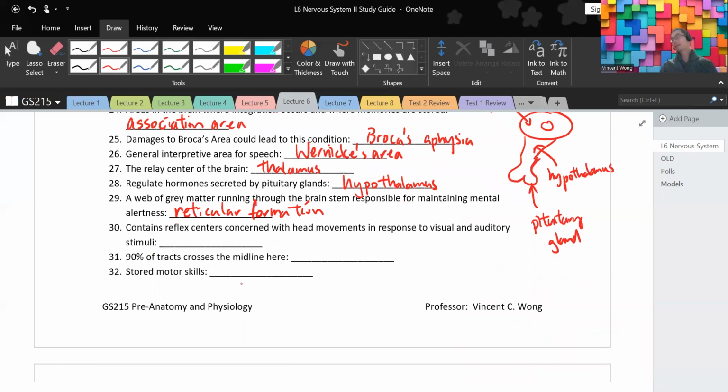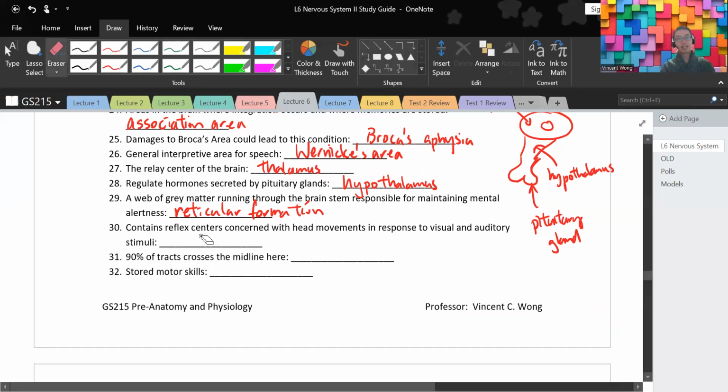That's why, if someone drops something when you're sleeping, the bang of the object hitting the floor will wake you right up. That's the reticular formation. If you damage the reticular formation, you won't wake up. You will slip into a coma. That's not a good thing.